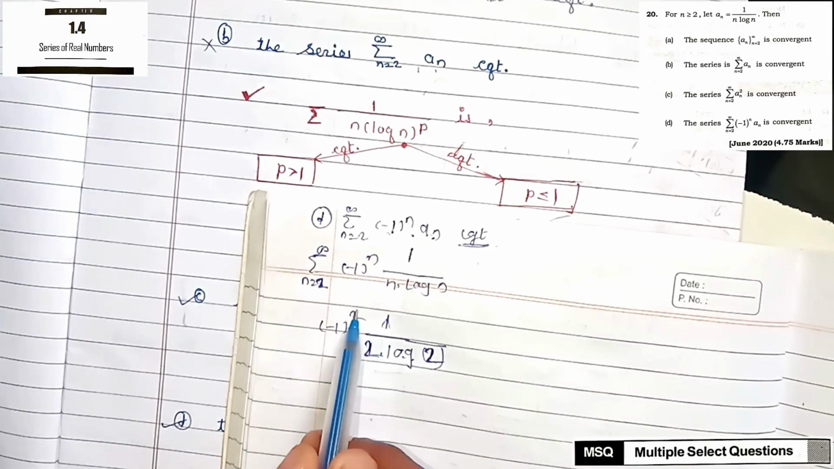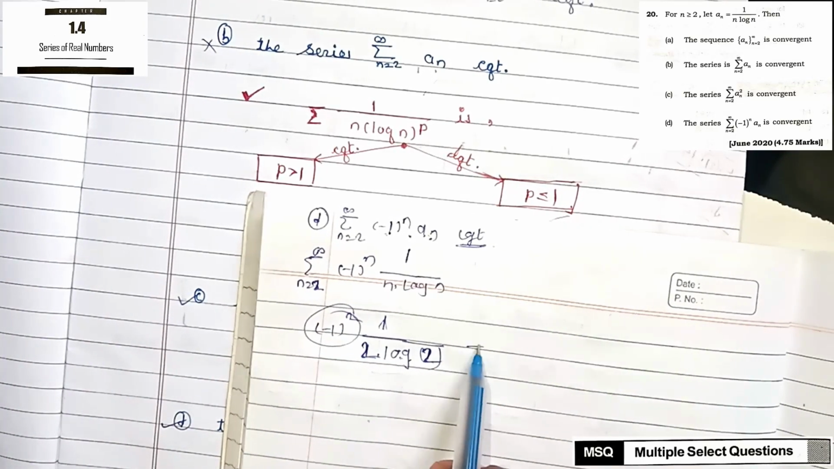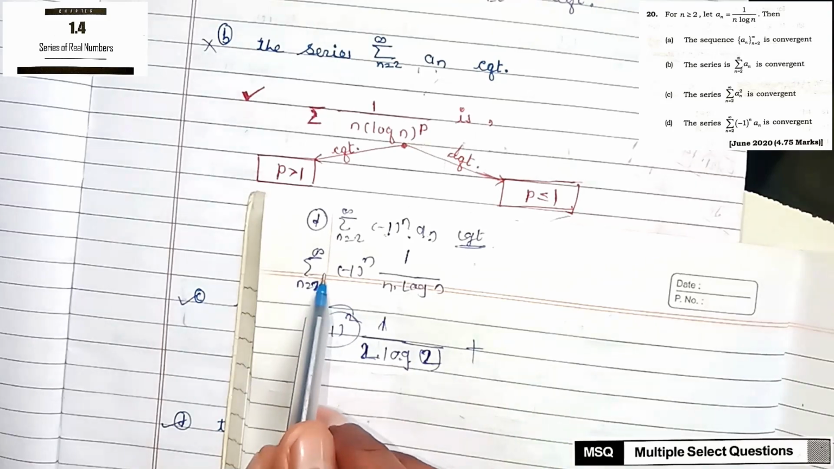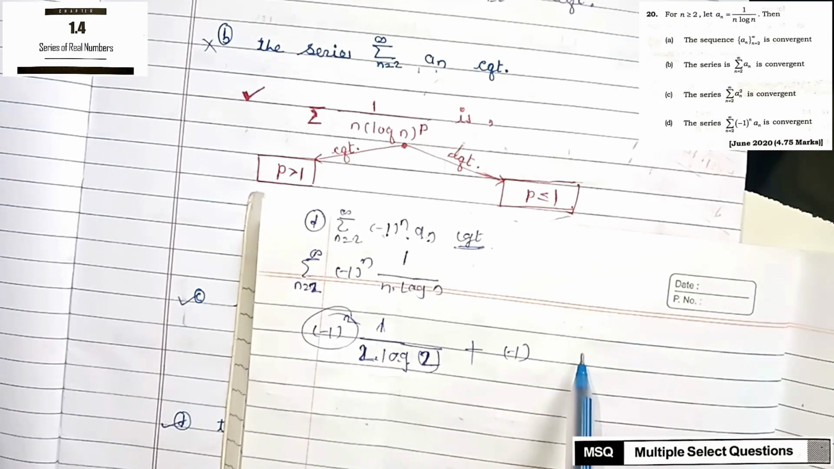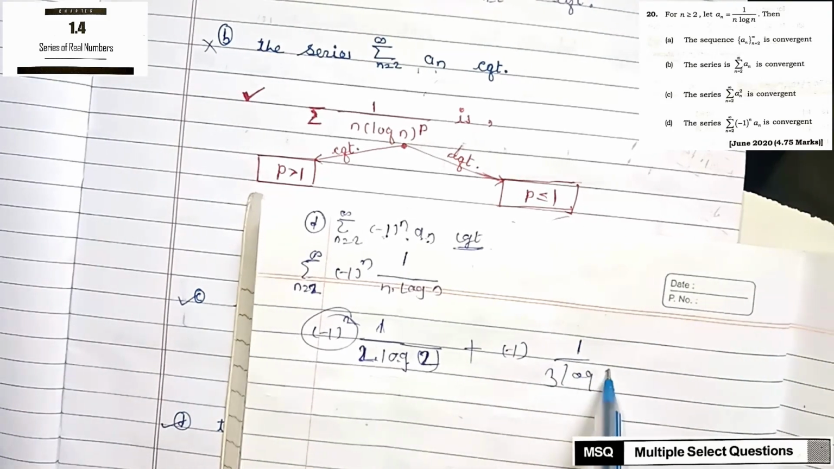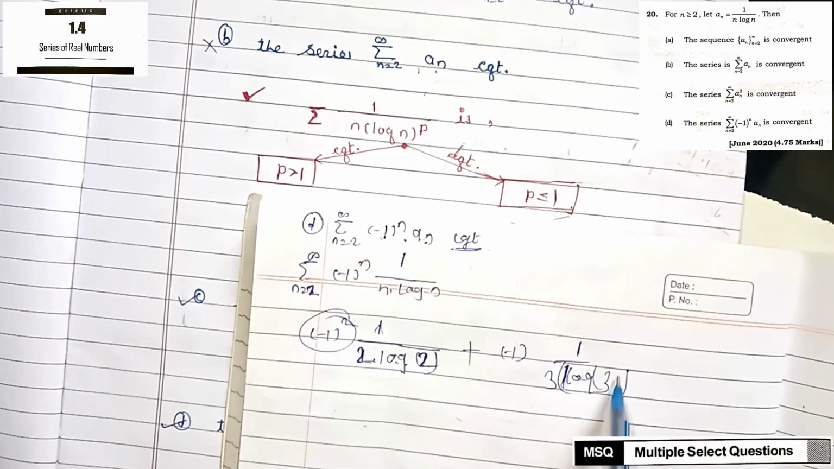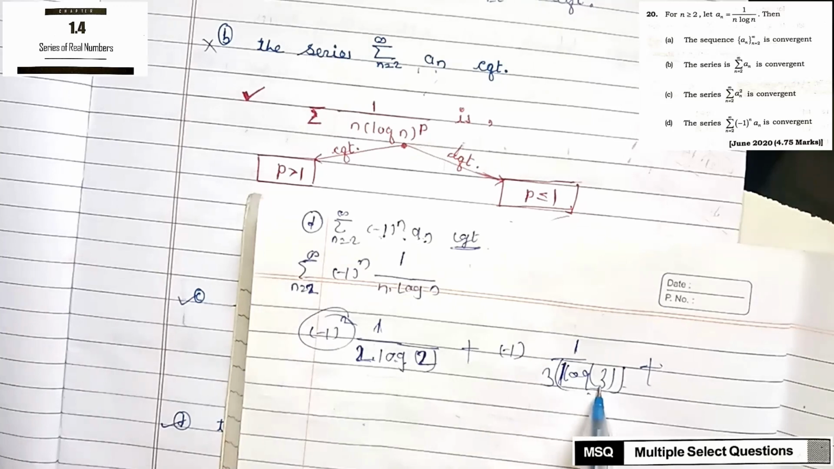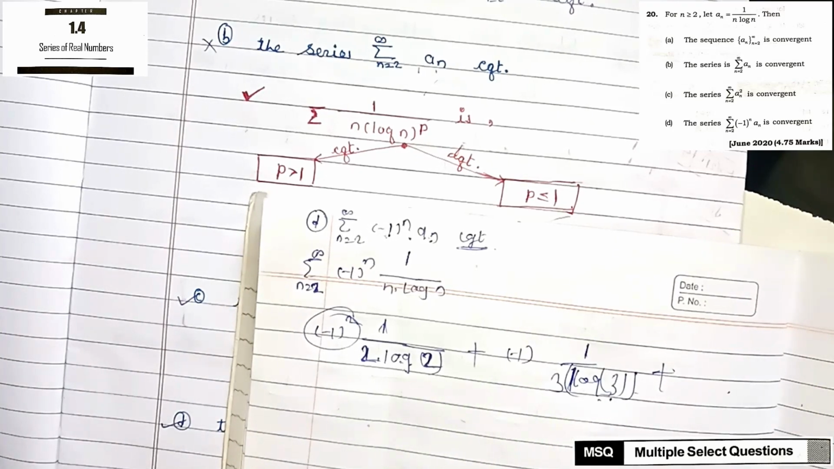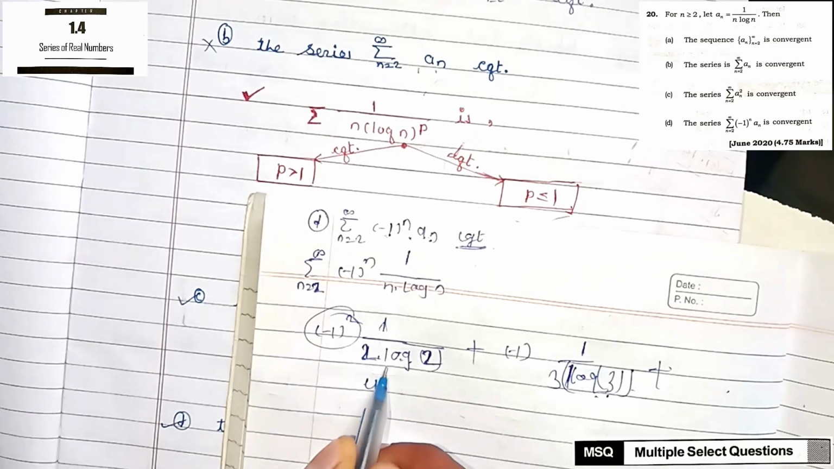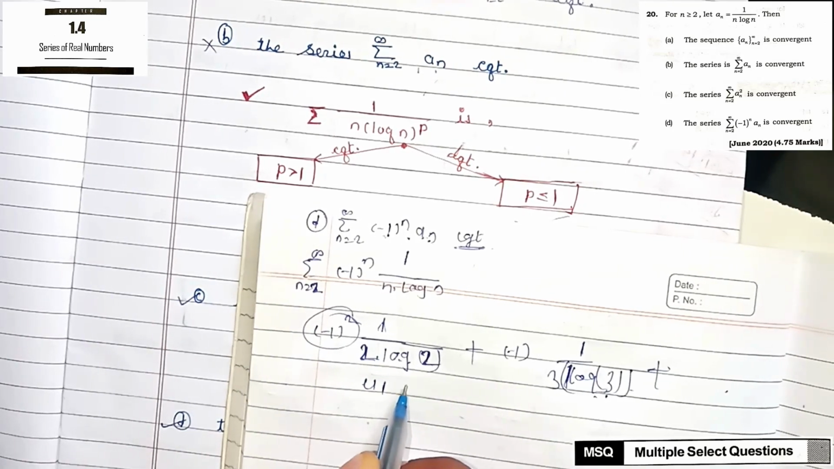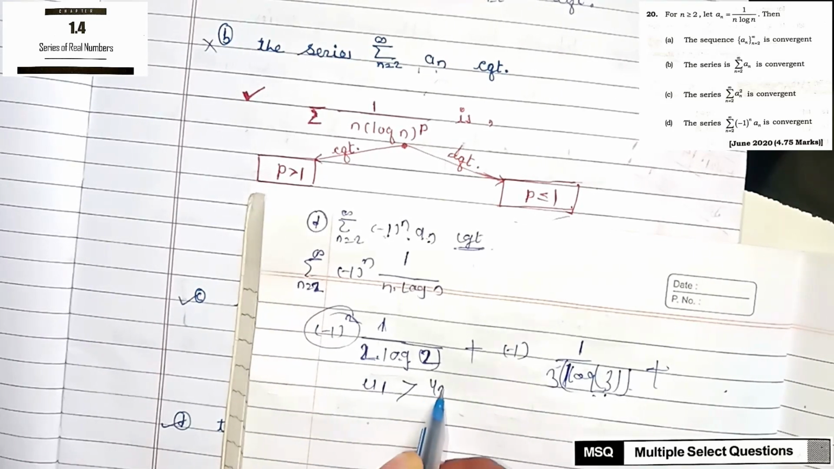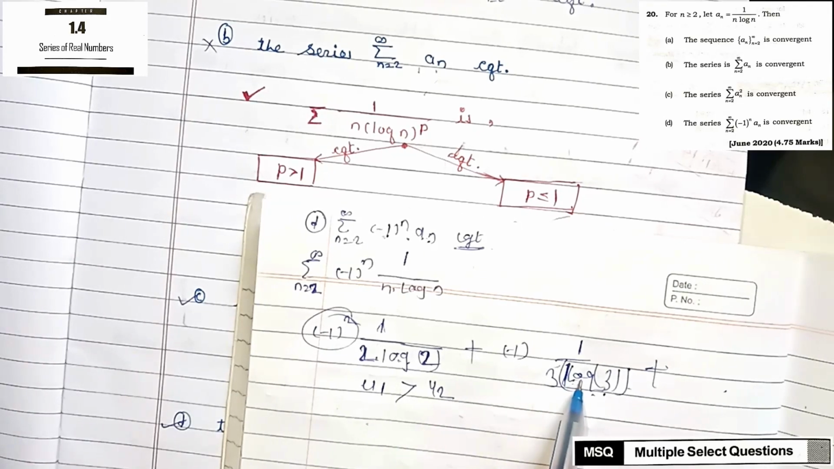Okay, so minus 1 square is positive 1, so plus, again put n is equal to 3, so again minus 1 into 1 upon 3 log 3. So here we can see our denominator is increasing in every step. The next denominator is again bigger, and the third denominator is bigger again. So the first term u1 is bigger than the second term u2, because this denominator is increasing.